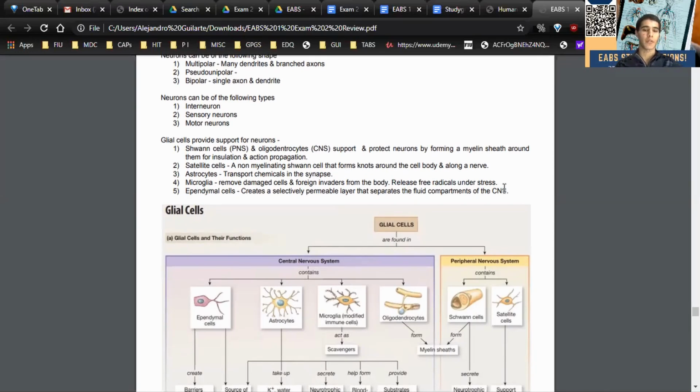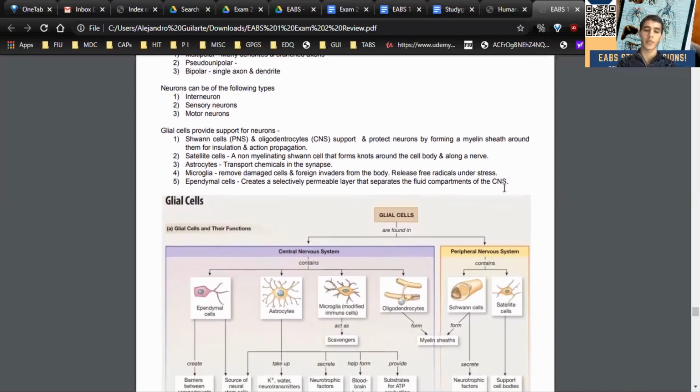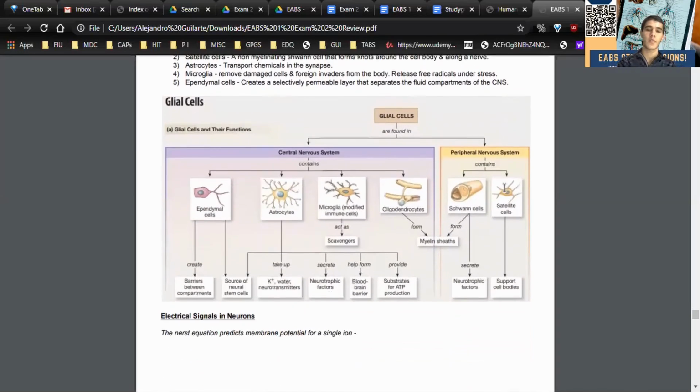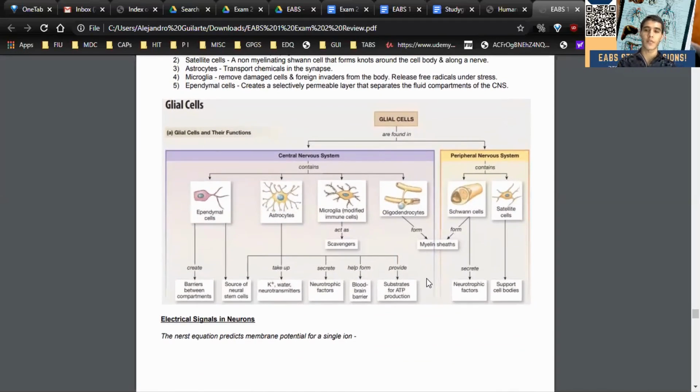And you have ependymal cells. Ependymal cells are important because they create a layer that protects the fluid compartments within the central nervous system. Here's a picture with an overview of the different types. You have ependymal cells, astrocytes, microglia, oligodendrocytes, Schwann cells, and satellite cells.